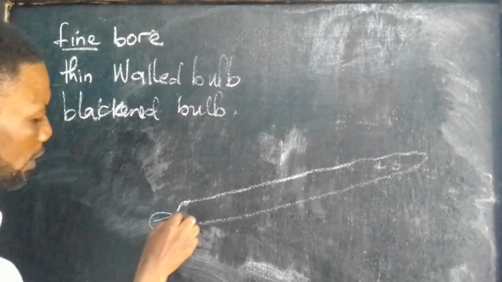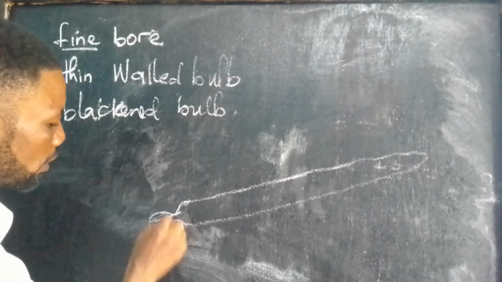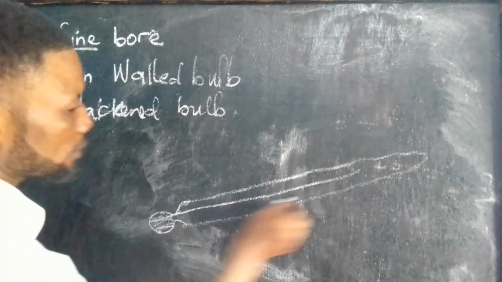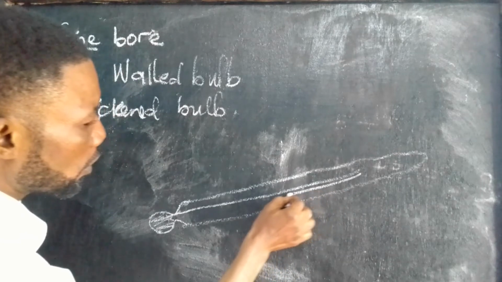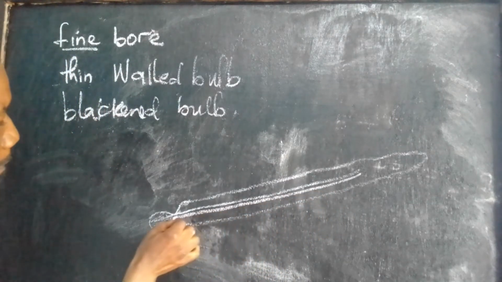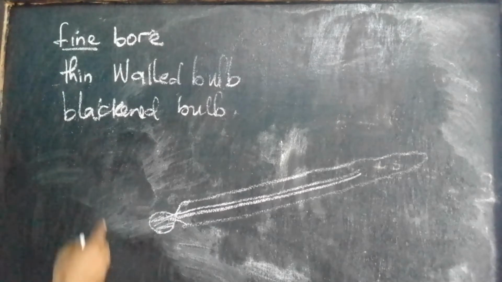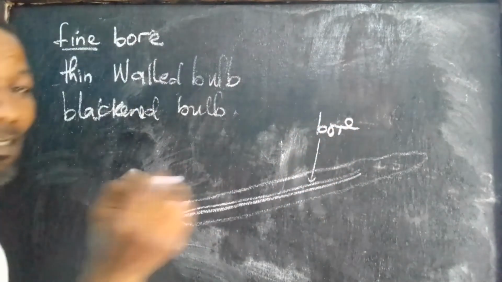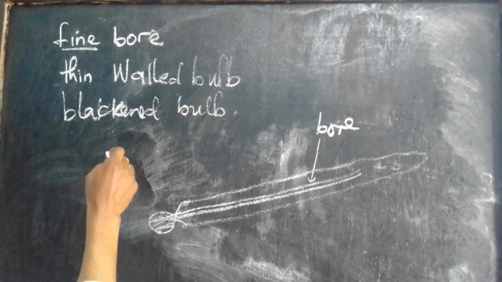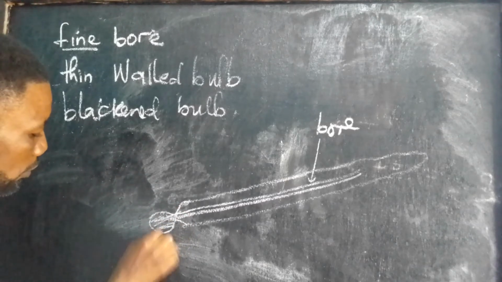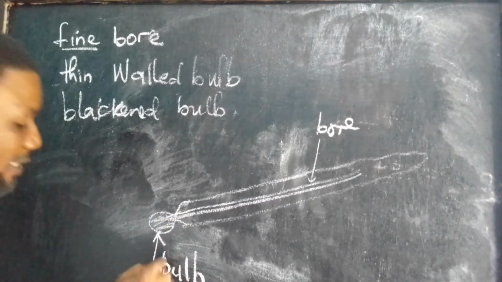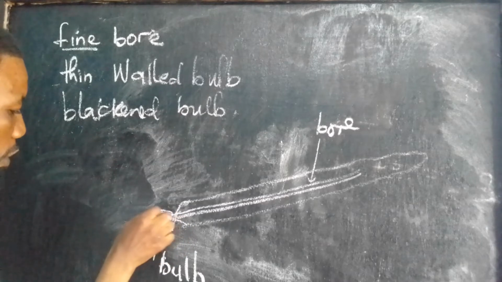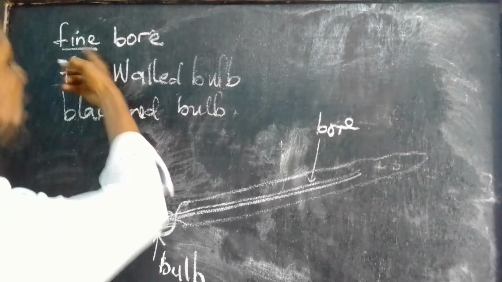Now, if you permit me, let me sketch this thermometer. It is like this. That is just a sketch, and this is what they are telling us about this thermometer. They are saying that it has a fine bulb. This bulb is very small, and it has a thin-walled bulb. This is the bulb. It is thin also. It is not thick. Again, this bulb is darkened.